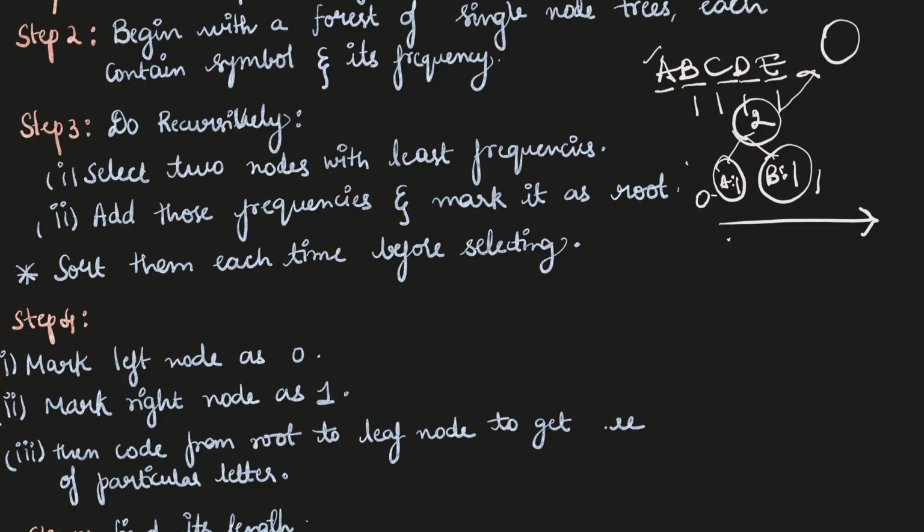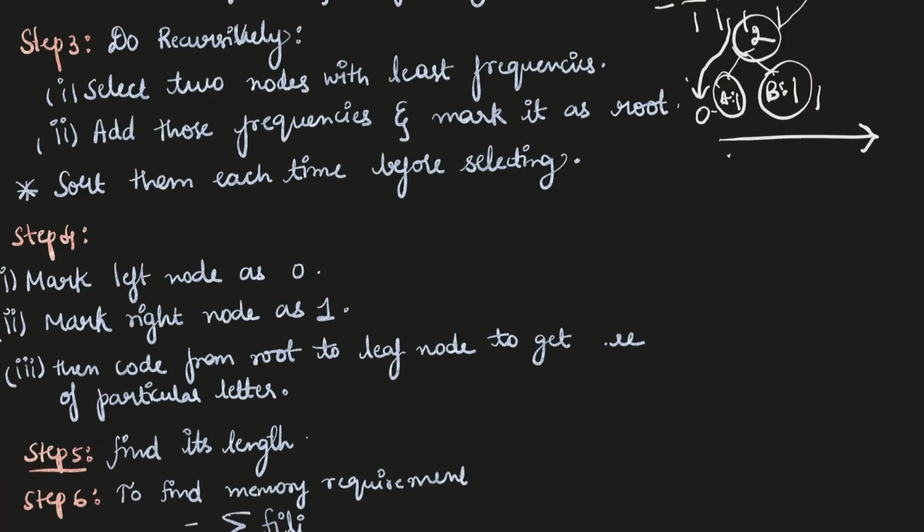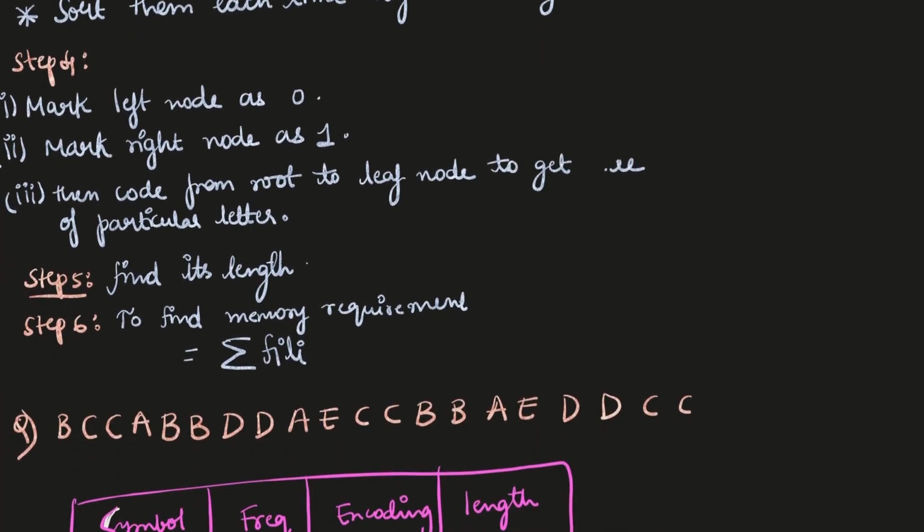And then to get the code for a particular letter, you need to start from the root and go down to the leaf. The length is nothing but, suppose you are having a code like this, then its length would be 3, as it is having 3 digits. Then to find the memory requirement, you need to multiply the frequency of the particular symbol with its length and then sum up all the symbols, then you will find the memory requirement.